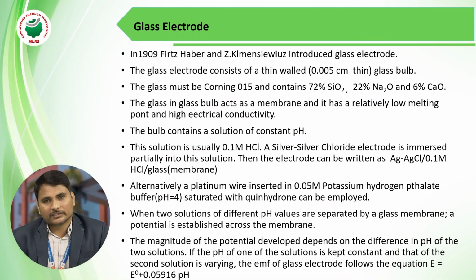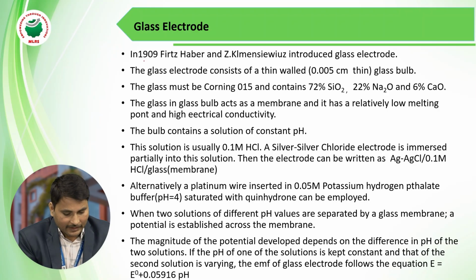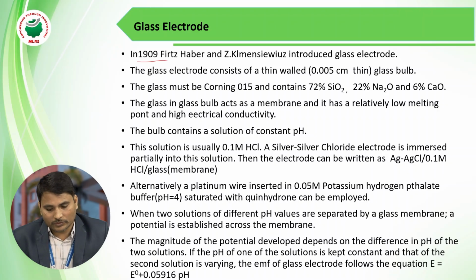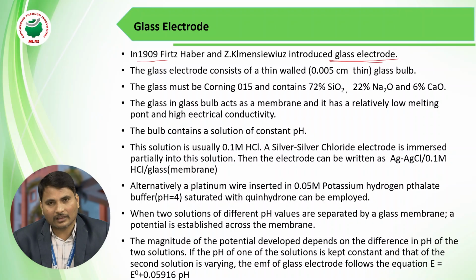Coming to the second type of electrode, it is the glass electrode. The glass electrode was invented in 1909. Fritz Haber and Zygmunt Klemensiewicz introduced this glass electrode in 1909.